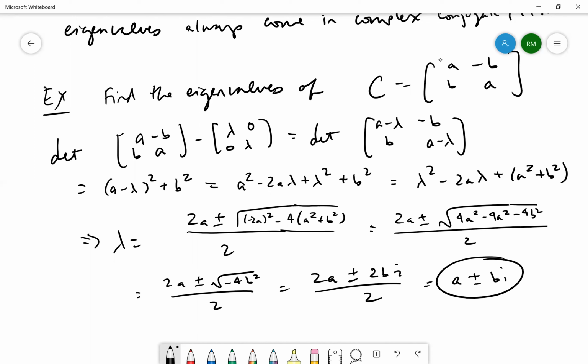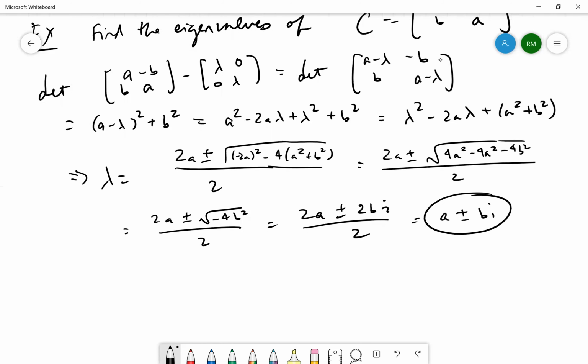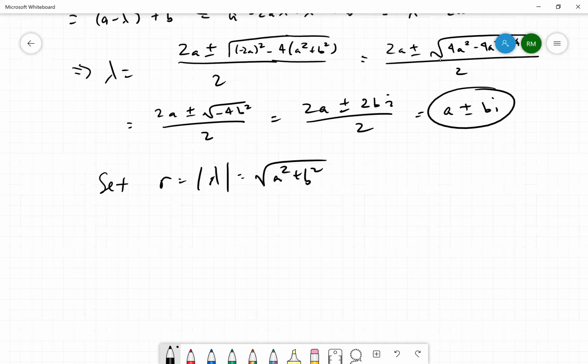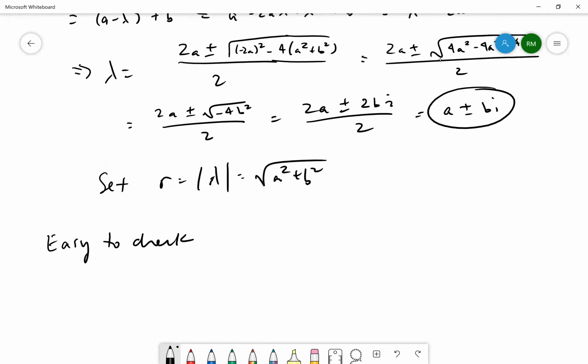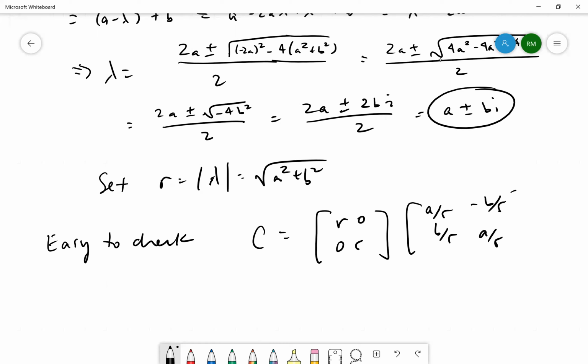So those are the complex eigenvalues of that matrix C, and the number R is what we call the modulus of lambda, which is the square root of A squared plus B squared. So it's easy to check that the matrix C is this matrix times this matrix. You can just multiply it out and see pretty easily.